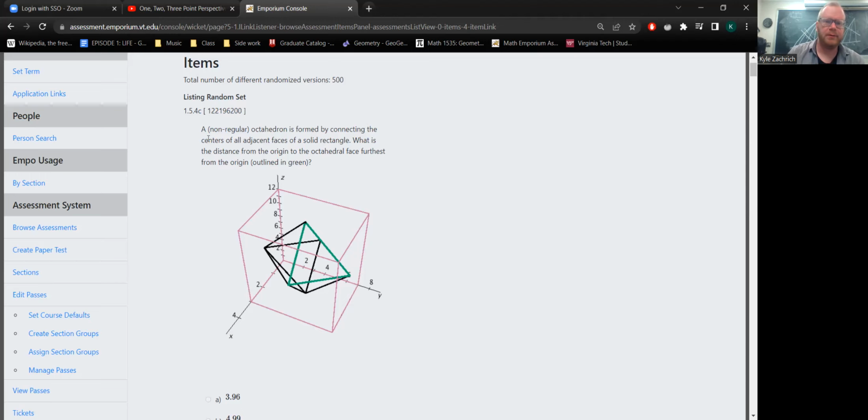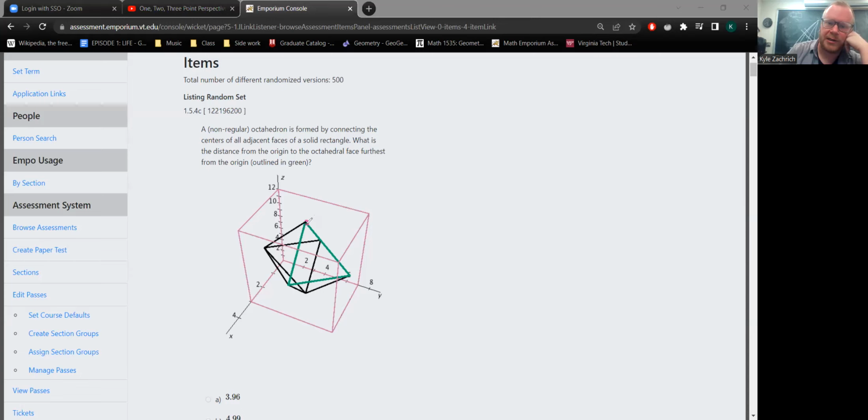So this is a non-rectangular octahedron, but it's connecting the center of all these faces. The first thing to do with this one would be to recognize what these 3 points that make this up are. So we can ignore everything that's not this green triangle here, but we're forming an octahedron based on these 3 points.